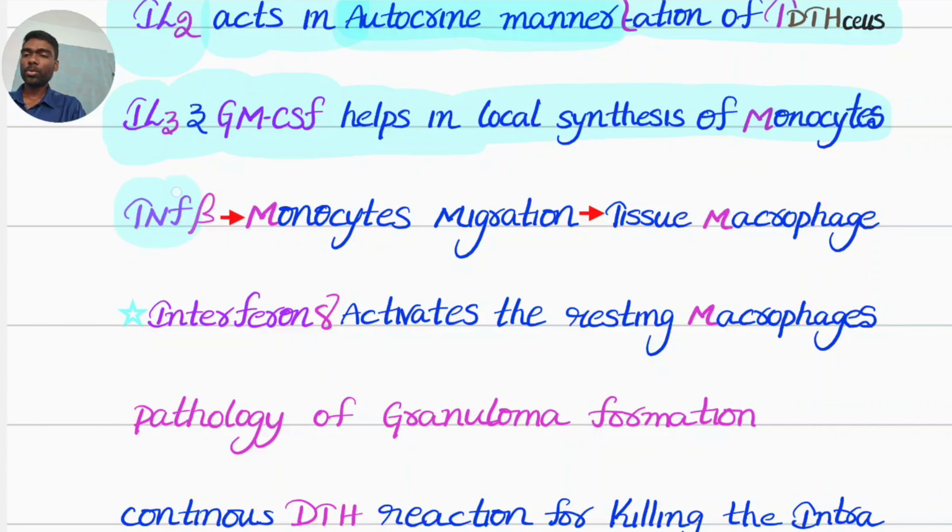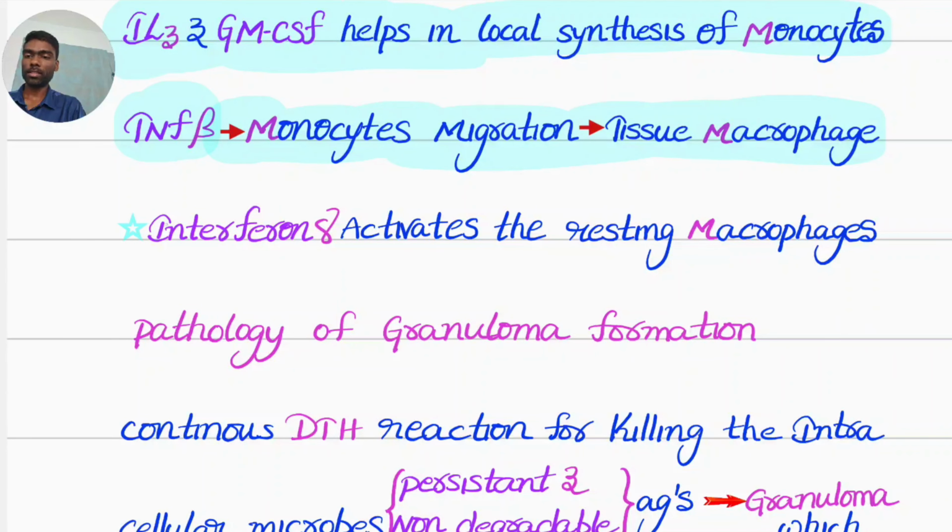Then tumor necrosis factor beta. It will help in monocyte migration, and then they will get into tissues. There they are called tissue macrophages, which cause tissue damage. Then the main one, interferon gamma, activates resting macrophages, which leads to granuloma formation. Remember it like this: the main interleukin, interferon gamma, G for gamma, G for granuloma formation.